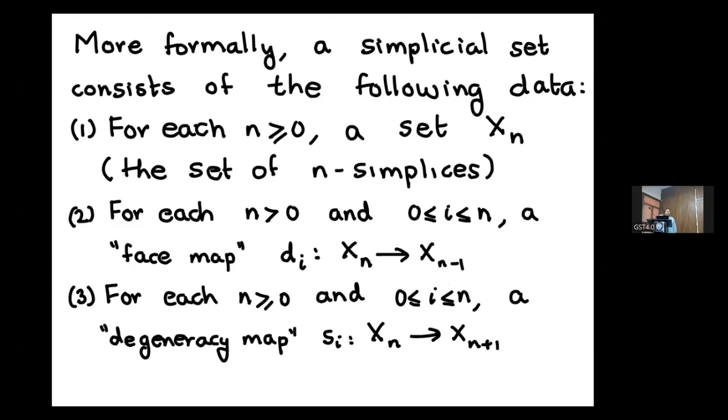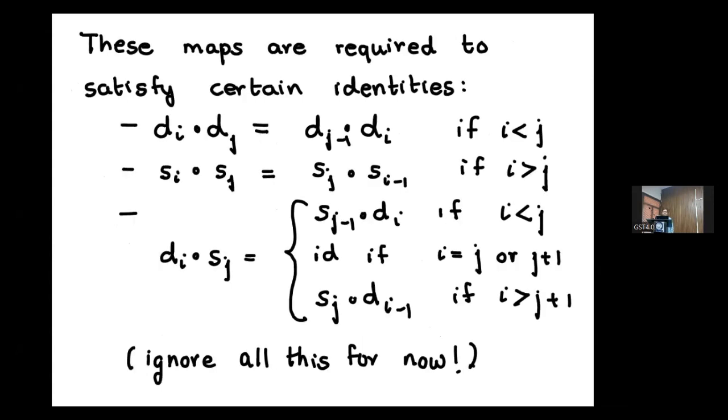But as I said, we are not interested so much in the topological space as such. We are going to focus, our main object is this data. These maps are supposed to satisfy certain properties to make sure that everything works out well. So I have just listed out these identities. It's not important that we read them, but I just wanted to show what they're like.